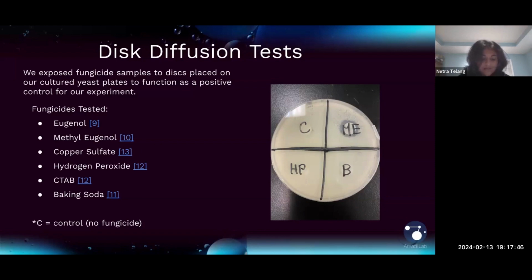So we found most of our fungicides on papers that typically deal with a fungi, for example, TR4 like CTAB. However, we've also tested home solutions like baking soda.